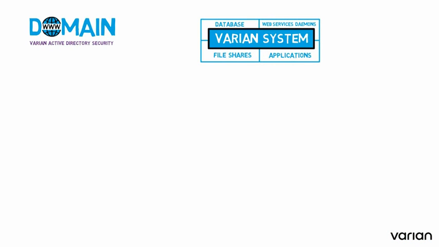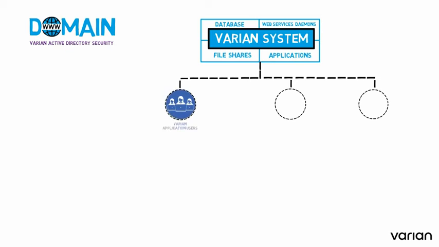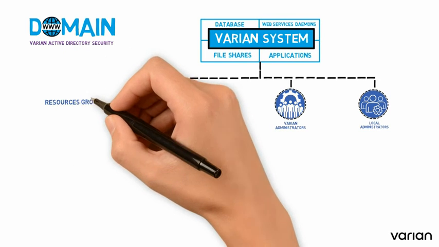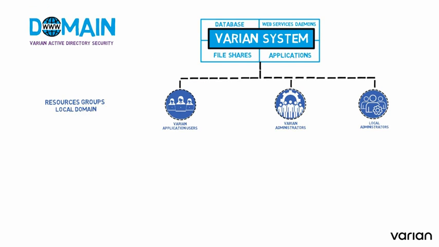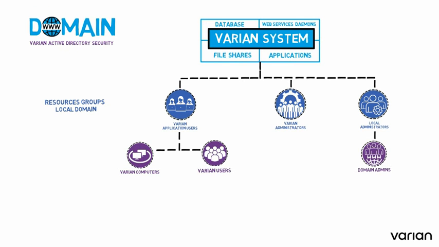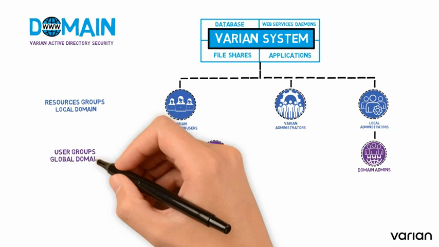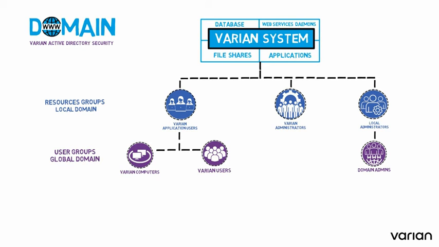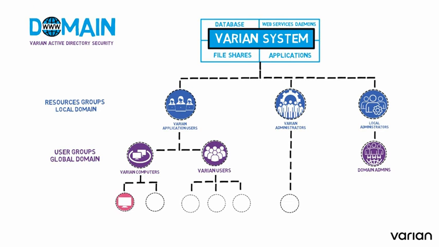This image illustrates a topology of VARIAN users and groups and how they are all connected to the VARIAN system resources. VARIAN application users, VARIAN administrators, and the local administrators form the resources groups located in the local domain. VARIAN computers, VARIAN users, and domain admins are the user groups within the resources groups and are in the global domain. Within the user groups are the users.